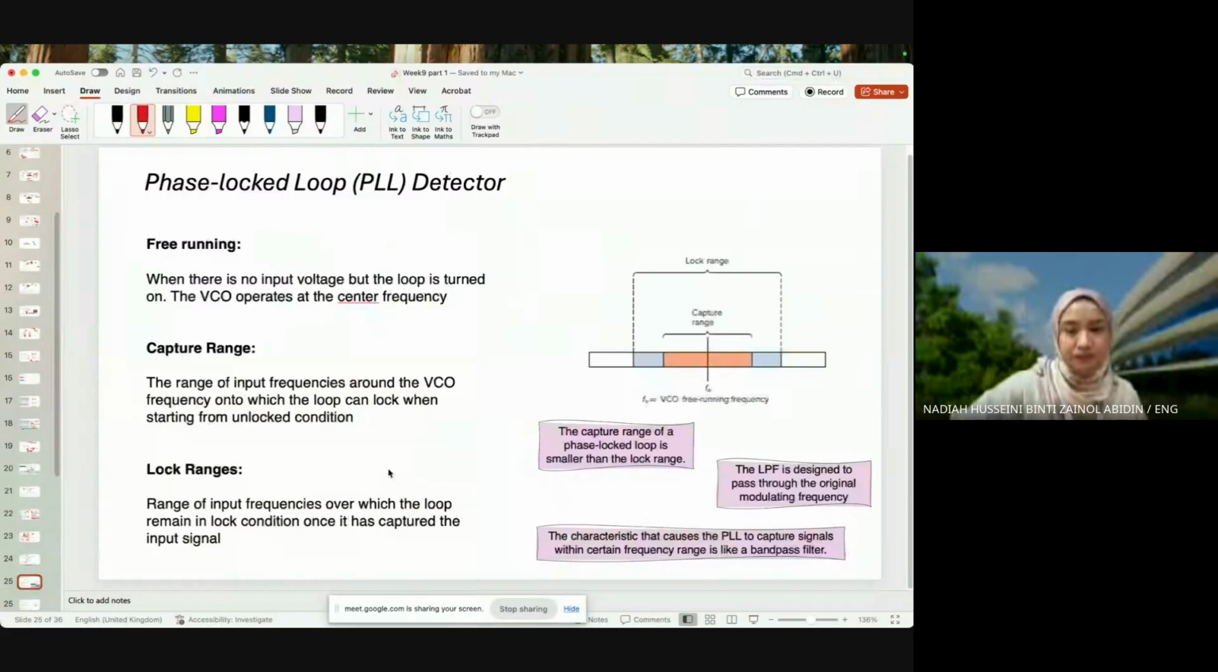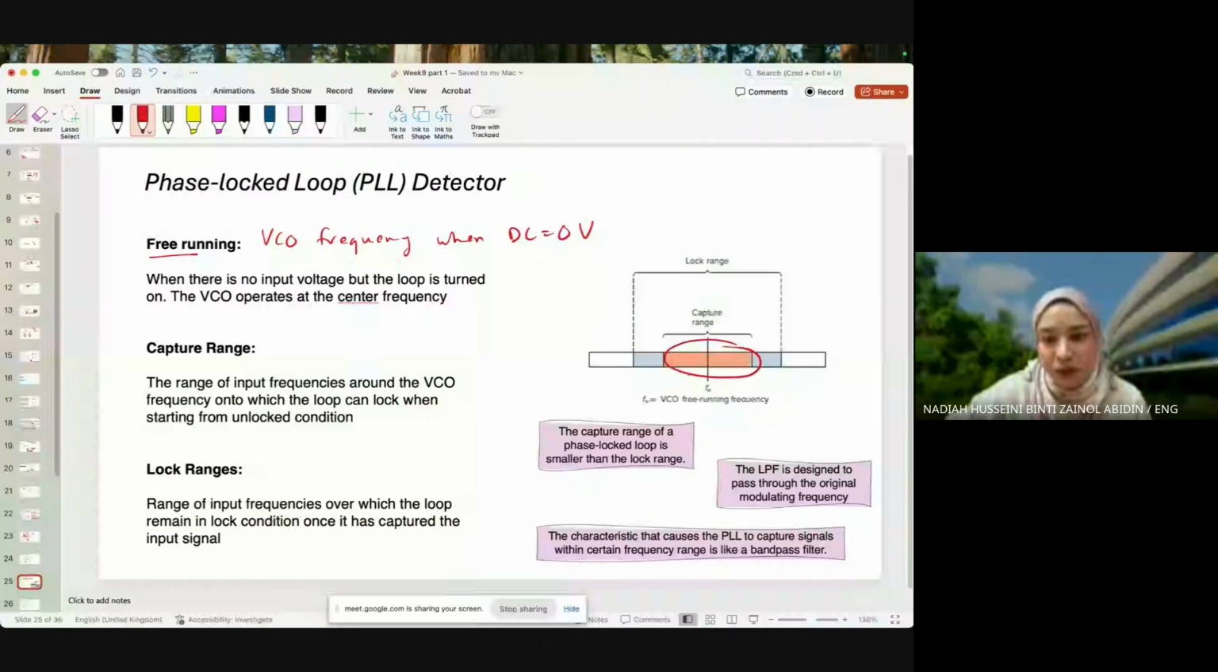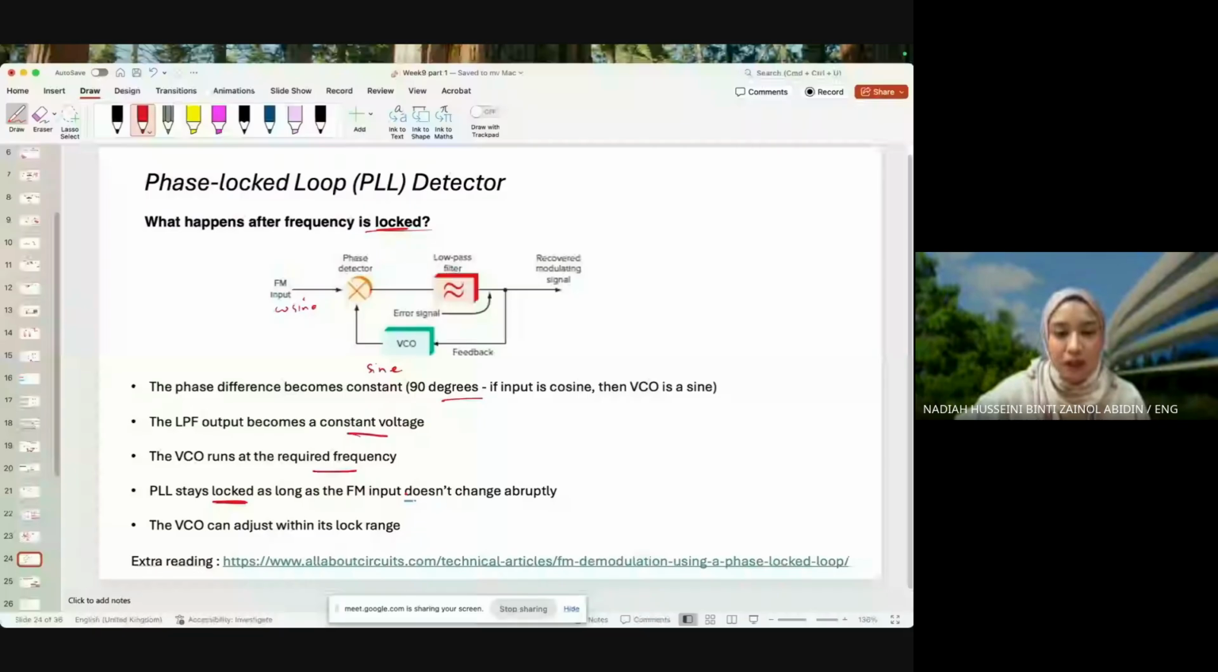Okay, so these are the terms that we talked about last time. I'm going to go over it again. So free running is the VCO frequency when the voltage is 0, when DC is 0 volts. And then we have capture range, the range of input frequencies around the VCO frequency onto which the loop can lock when starting from unlock. So here is the capture range, okay? And then we have lock range, the range of input frequencies over which the loop remains in lock condition.